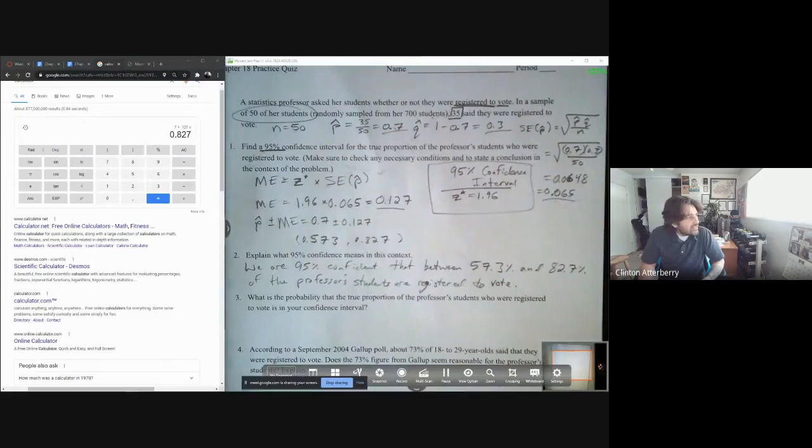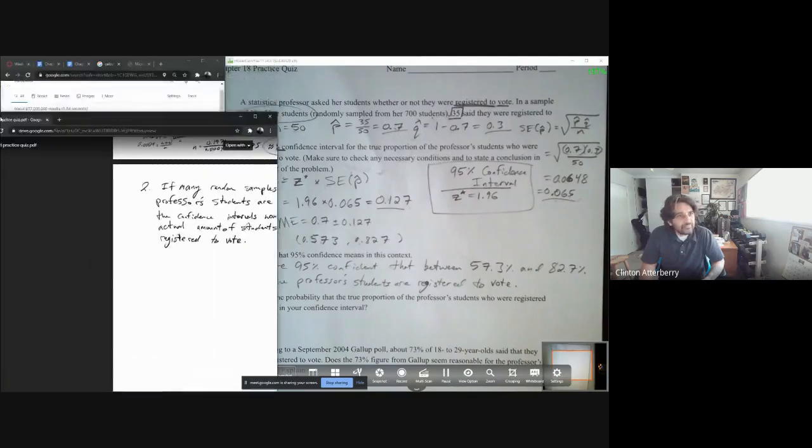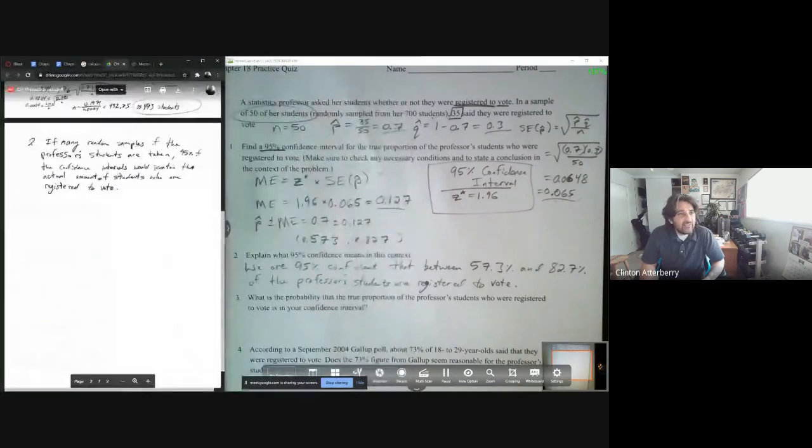So that is the basic way to do it. And as I had written on the practice quiz, if you wanted to do more of the AP level, the higher level stuff for this is: if many random samples of the professor's students are taken, 95% of the confidence intervals would contain the actual amount of students who are registered to vote. That's kind of a more AP way to say it.